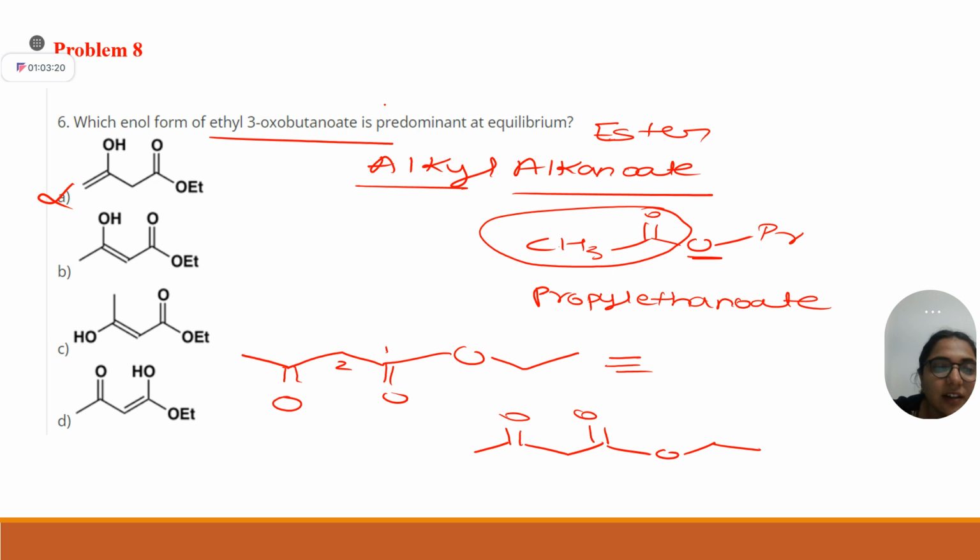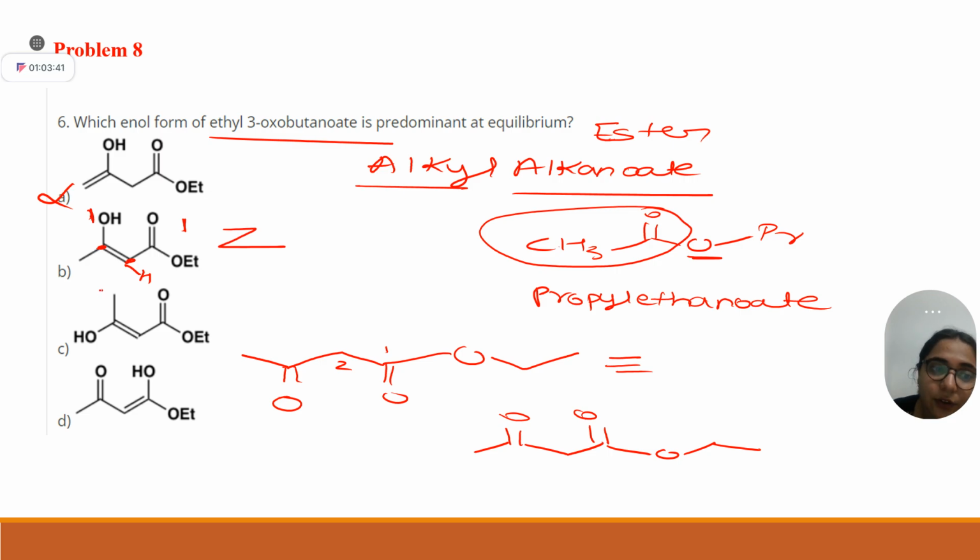Okay, let's learn today giving E and Z. If we talk about this carbon, which will have more priority, OH or methyl? OH. If we talk about this carbon, which will get priority, hydrogen or ester? Obviously ester. So when the same priority groups are on the same side, that is Z.